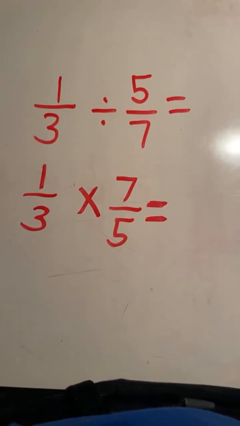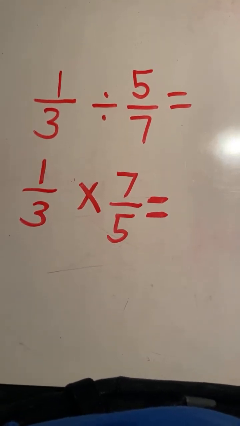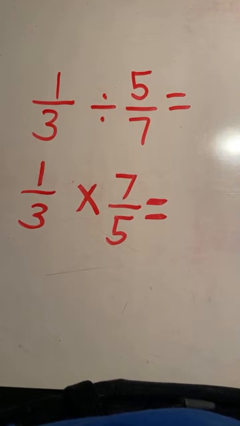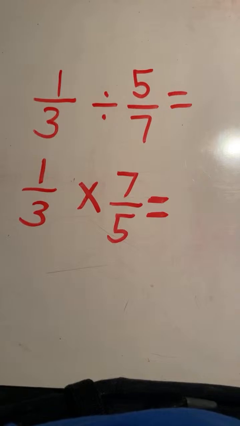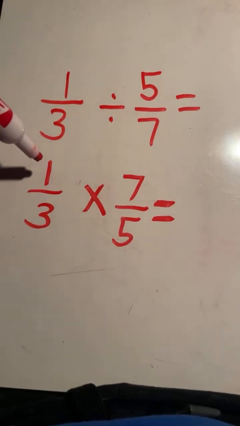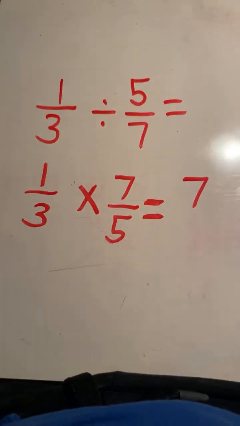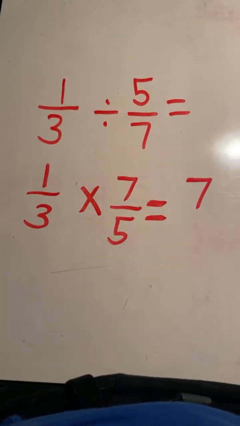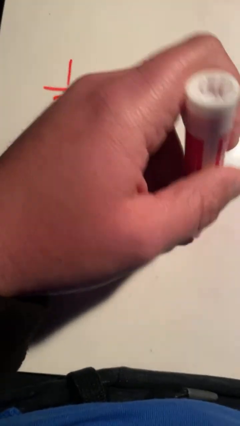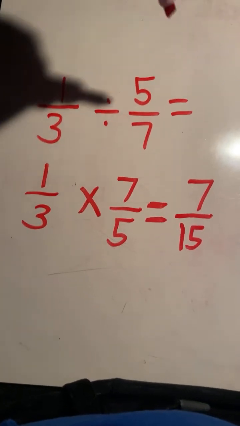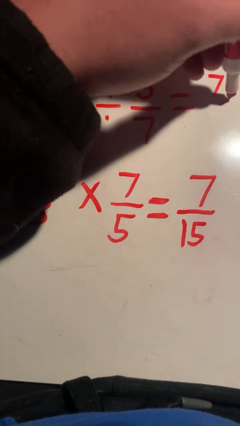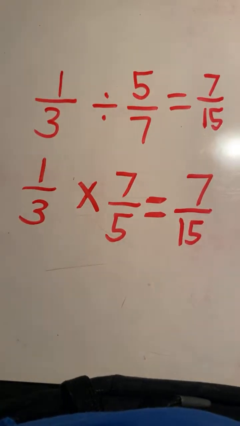Now the final step, I guess technically there's 4 steps, or 5 if you count multiplying the numerators and multiplying the denominators. So we multiply our numerators. 1 times 7 equals 7. And then we multiply our denominators. 3 times 5 equals 15. So we have our final answer. 1/3 divided by 5/7 equals 7/15.